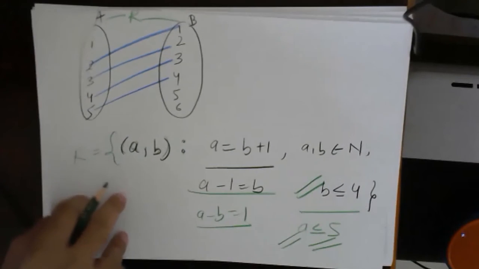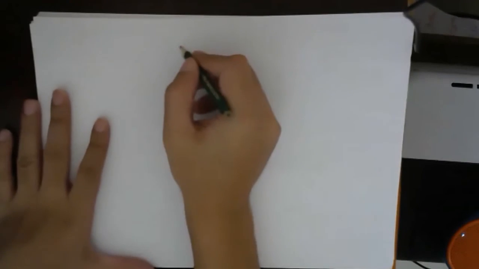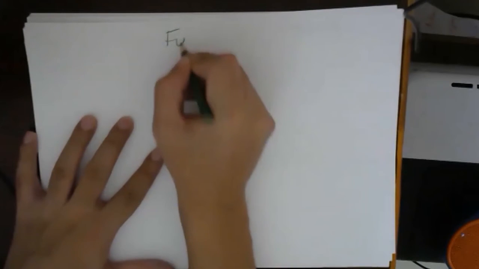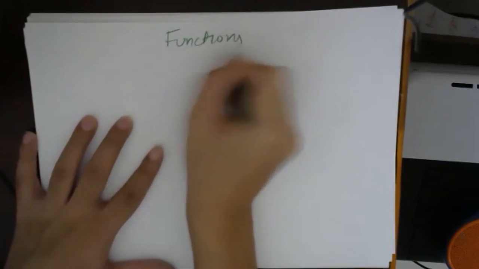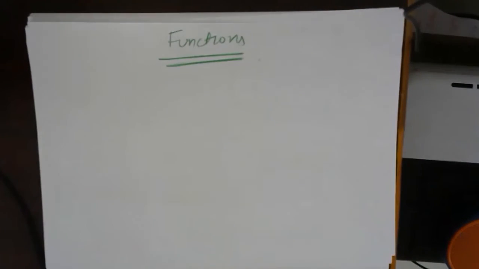So we have seen the roster form, set builder form for single sets and set builder form for the relations. Okay, now we will move on to the very important and very interesting part, which is known as function.